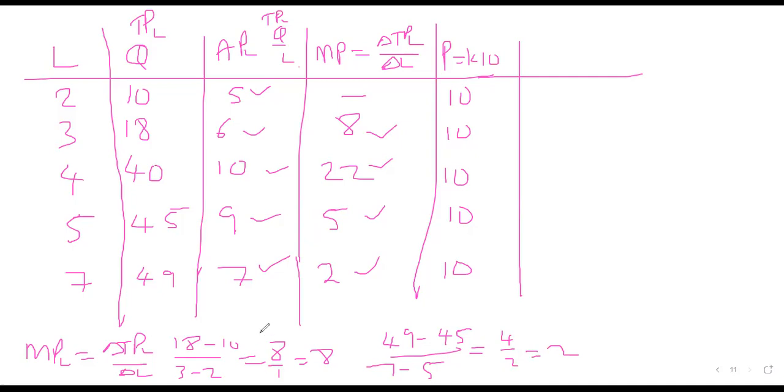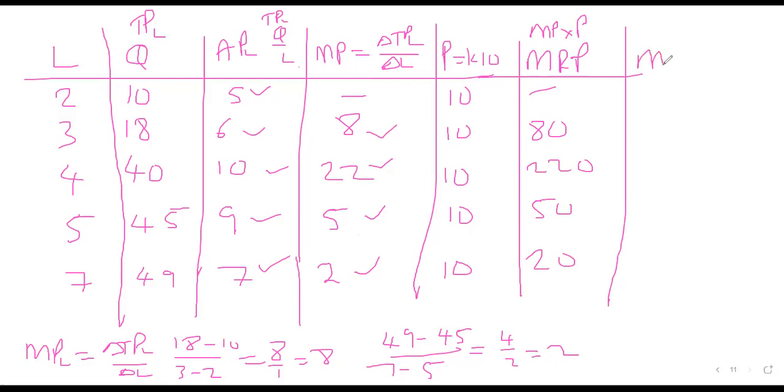Okay. Then you've been given the price, it's 10 kwacha, you put 10 kwacha throughout. And what is the marginal revenue product? So you multiply. Marginal revenue product is simply the marginal product of labor times the price itself. So multiply these two. 8 times 10 is 80, 5 times 10 is 50, 2 times 10 is 20.